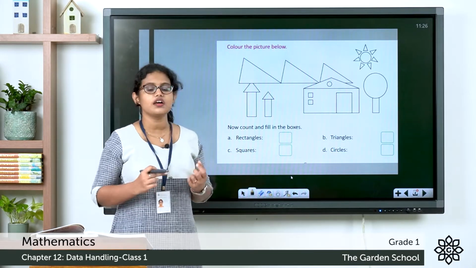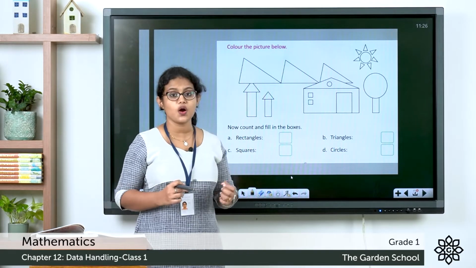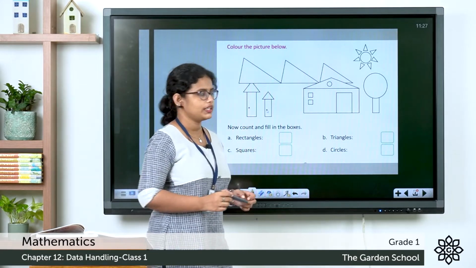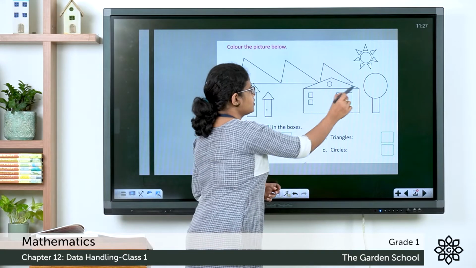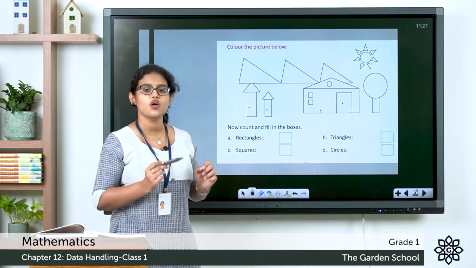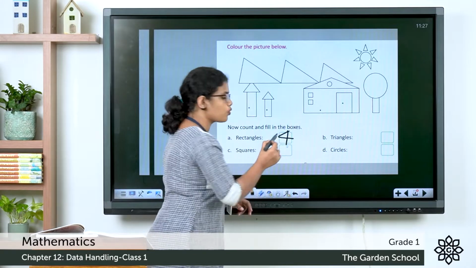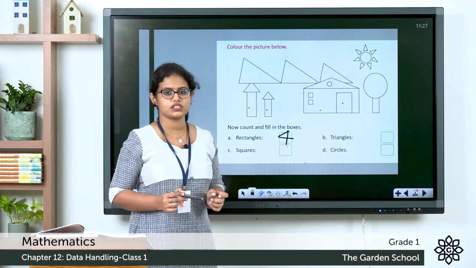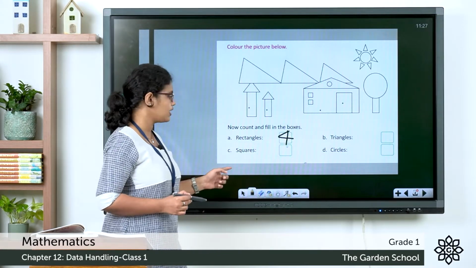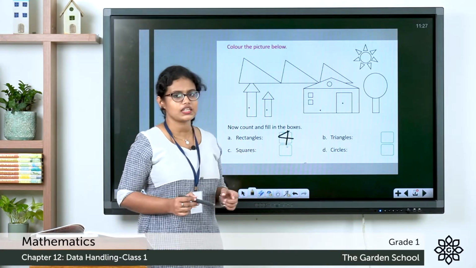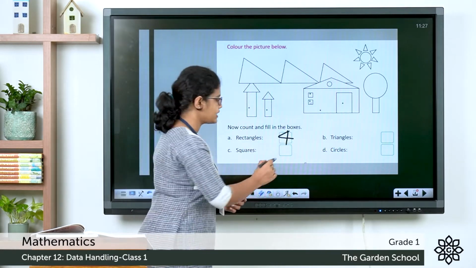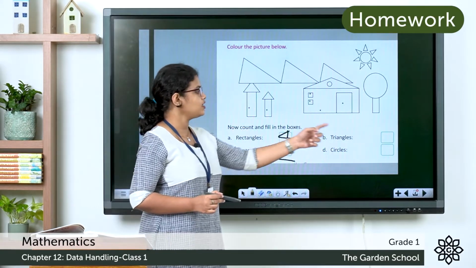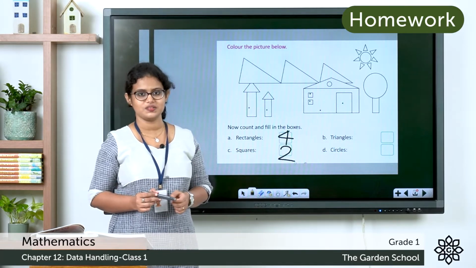What is given first? Rectangles. Here you have to count the number of rectangles. See how many are there. 1, 2, then 3, then this one 4. So how many rectangles? 4. You can write it here, 4. Then triangles. You have to count the number of triangles, then write it in the box. Then squares. How many squares are there? You have 1, 2. So you can write here 2. Likewise, you can count the number of circles. Then write in the box.